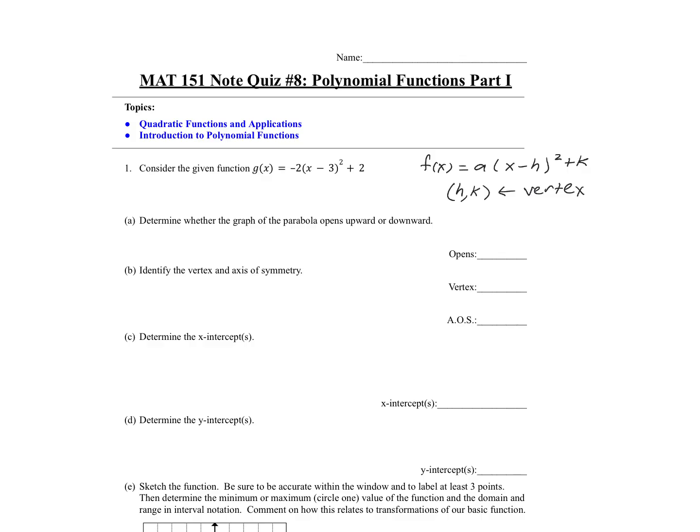On a graph, it's either the highest point of the parabola when it opens downwards, or it's the lowest point of the parabola when it opens upwards. Because, again, we have a negative 2 in front, we know that this parabola is going to be opening downwards. So we know it's downwards, and we will write that over here in our answer space.